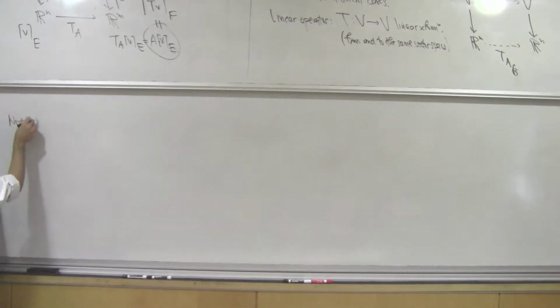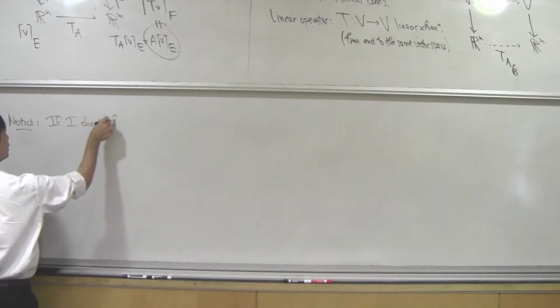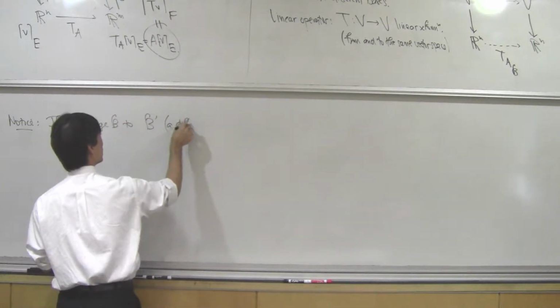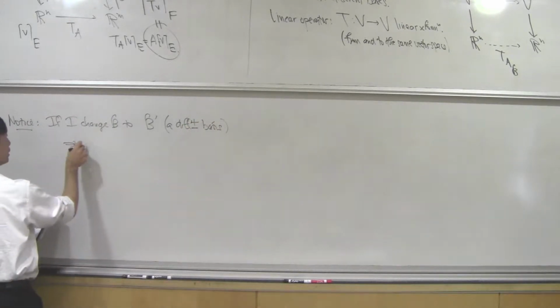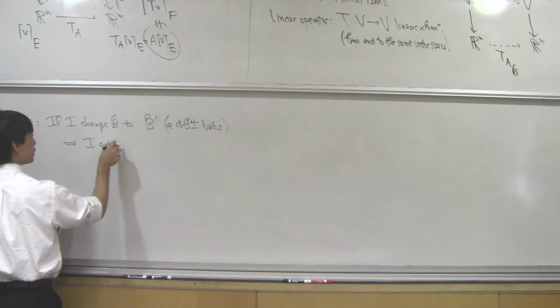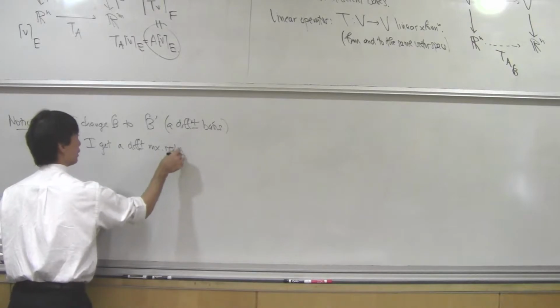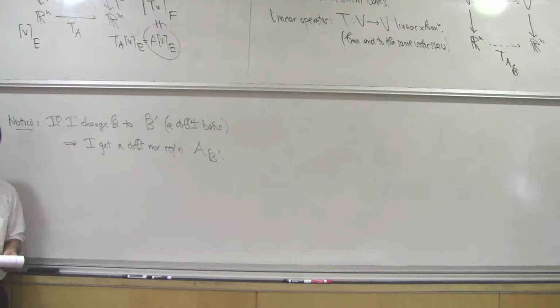So notice, if I change B to a different basis, then I get a different matrix representation, right? A_B prime. We get a different matrix representation, A_B prime.